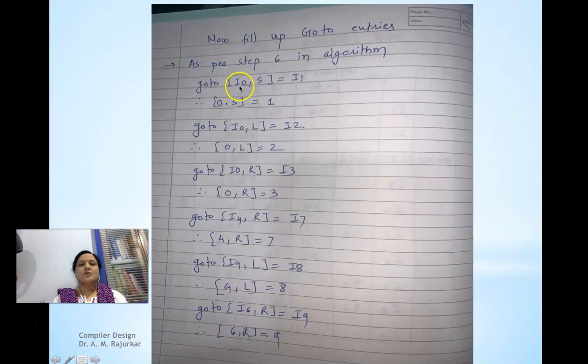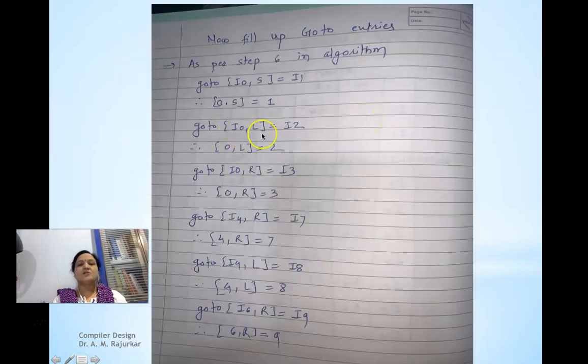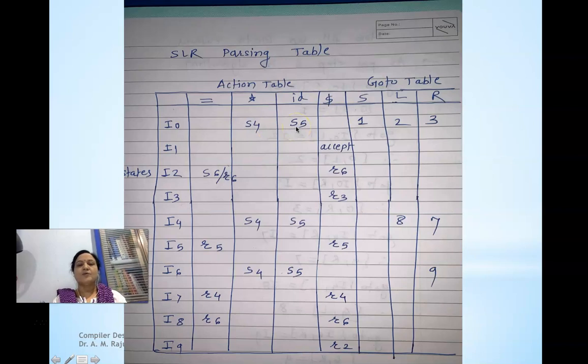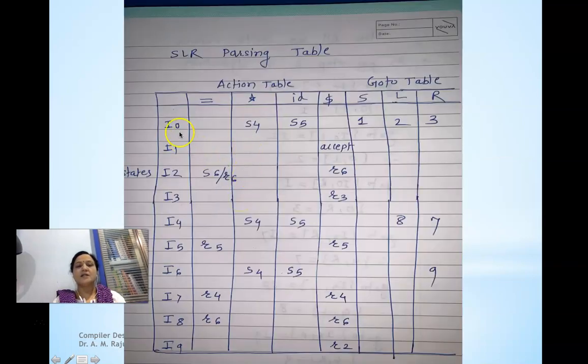So go to I0 comma S is to I1, so the entry is 0 comma S is 1. Then I0 comma L is going to I2, so it is 0 comma L is 2. Now go to I0 comma R is going to I3, so fill up the entry 0 comma R is 3.